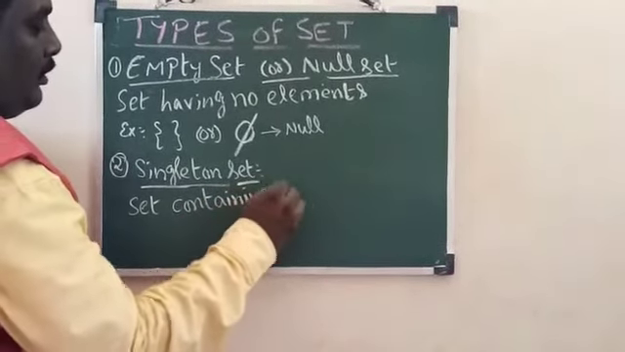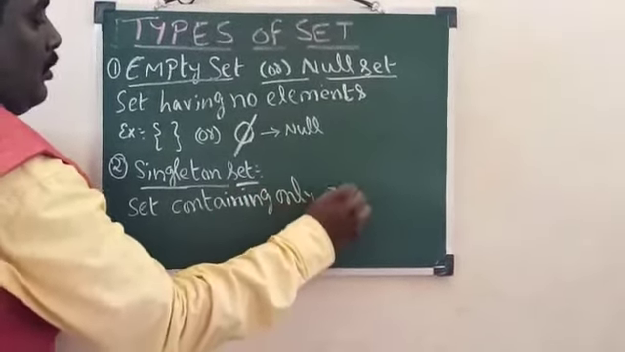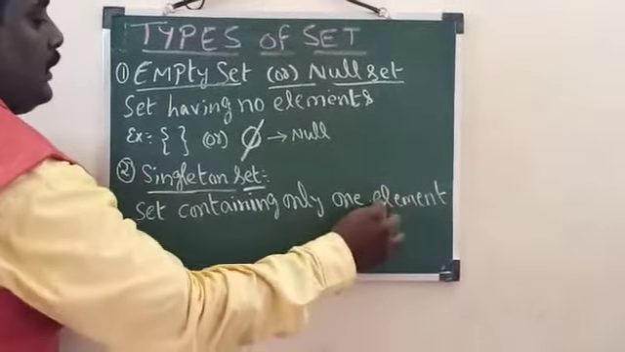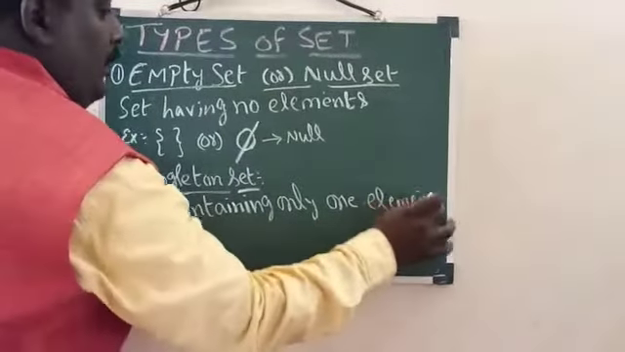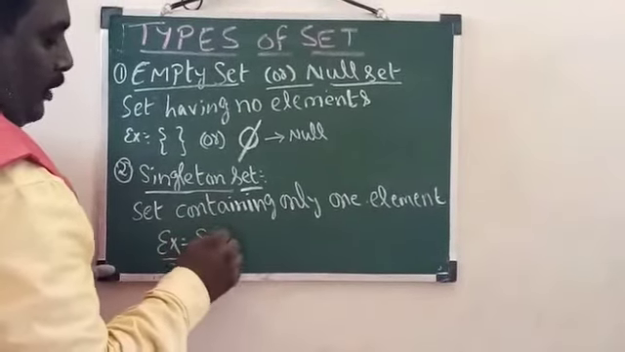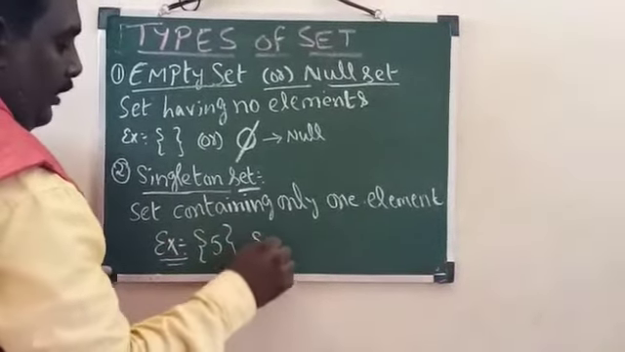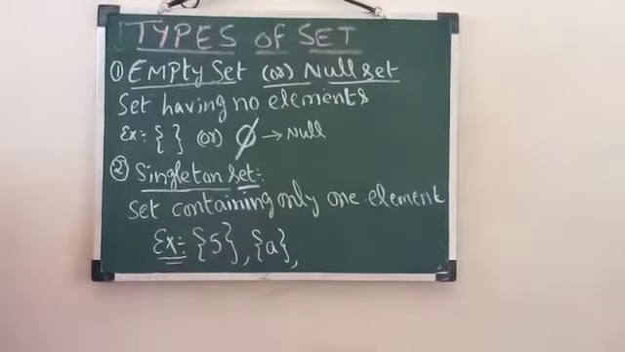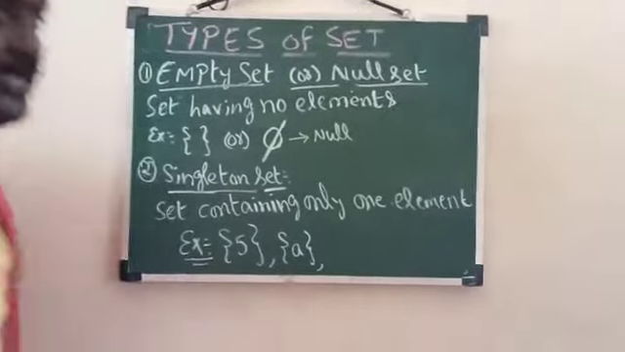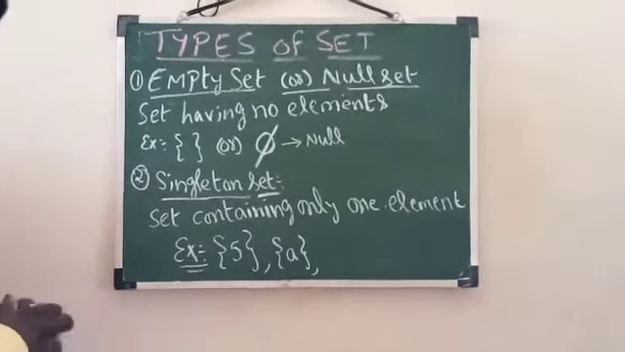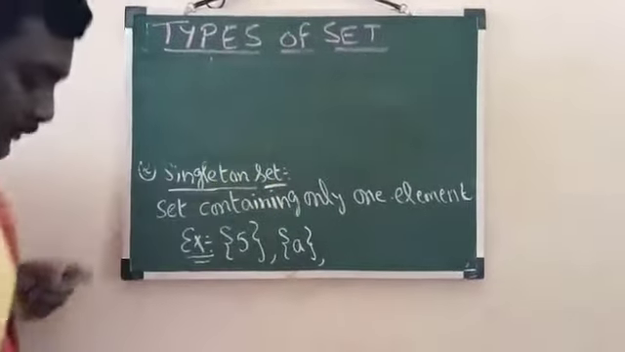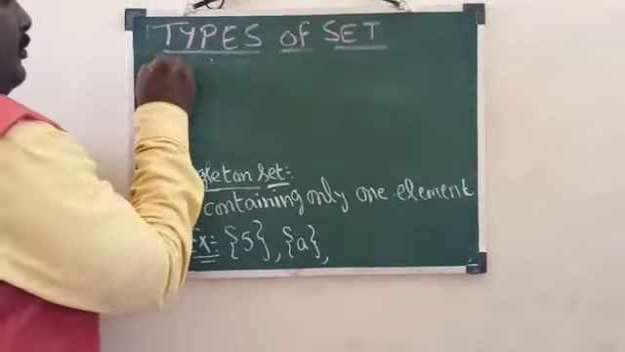A set containing only one element. Example, 5, a. These are the singleton sets, if you write only one element. Next one is equal sets.